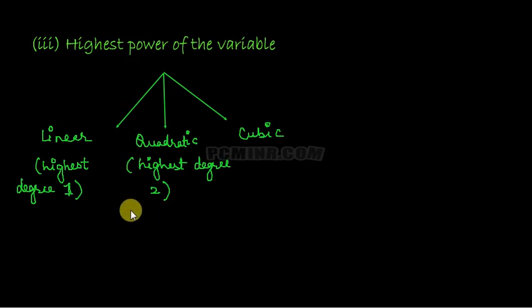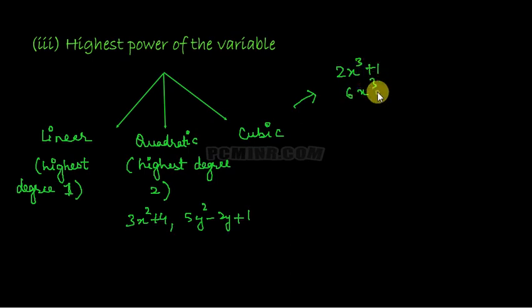Similarly, if the highest power or the highest degree of the variable is 2, we call it a quadratic polynomial. Like I have here 3x square plus 4 or 5y square minus 2y plus 1. These are quadratic polynomials because the highest power of the variable is 2. And as the name suggests, in a cubic polynomial the highest power of the variable terms will be 3. So I have 2x cube plus 1, 6x cube plus x square plus x plus 7. So these are cubic polynomials where the highest degree is 3.